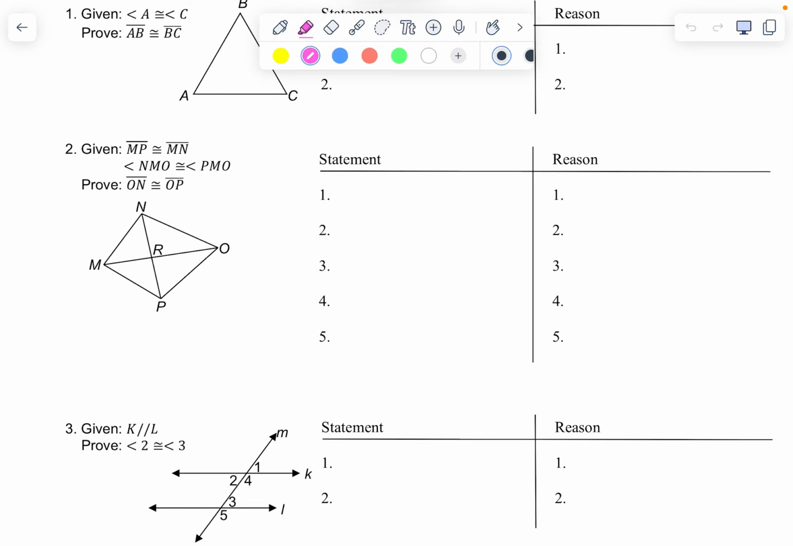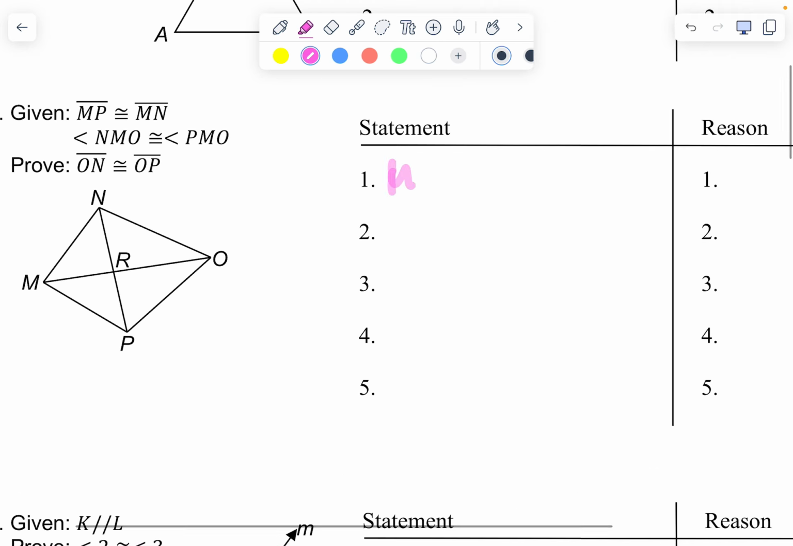Correct? If you're not creating tick marks, then most likely you're just cheating, correct? Okay, so here I go. For number 2, how many givens are there? 2. So let's go ahead and write the 2 givens automatically. So we have segment MP is congruent to MN.